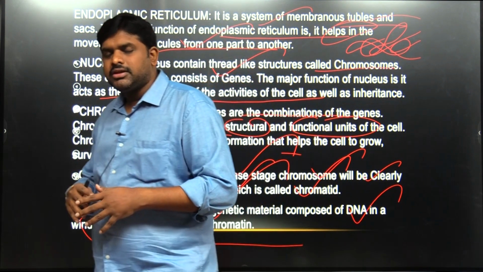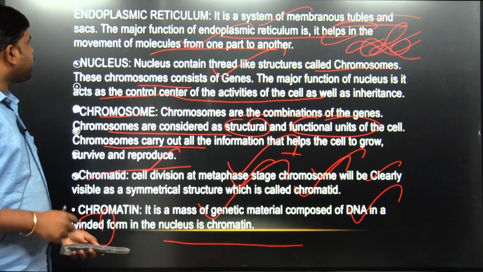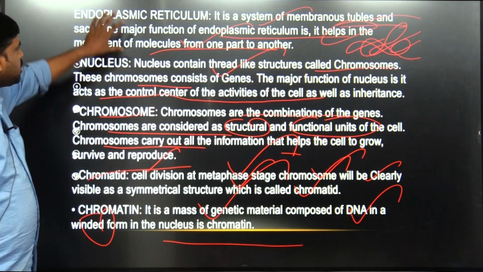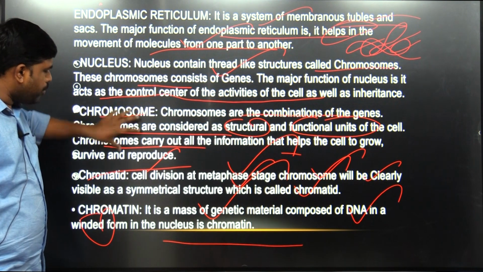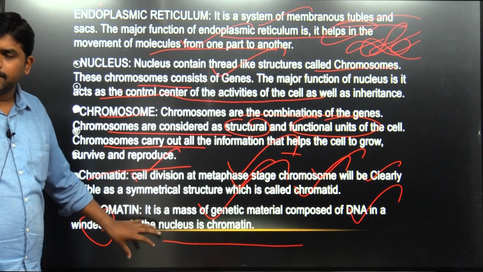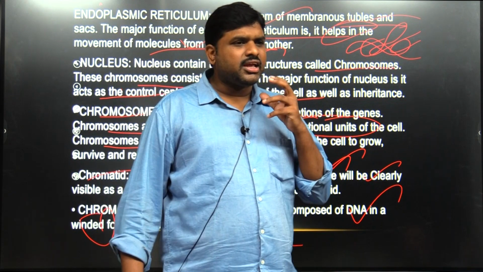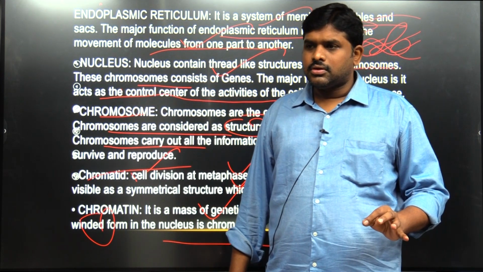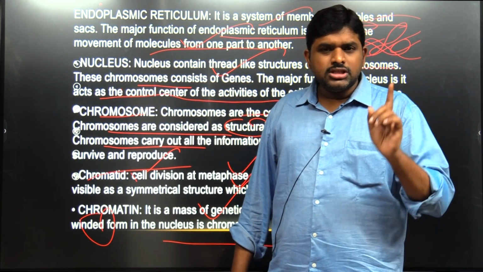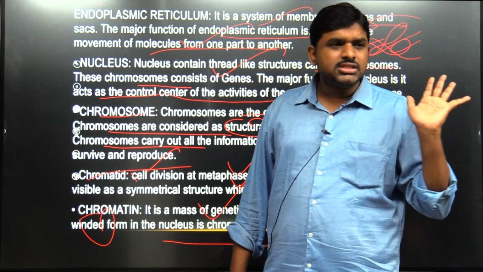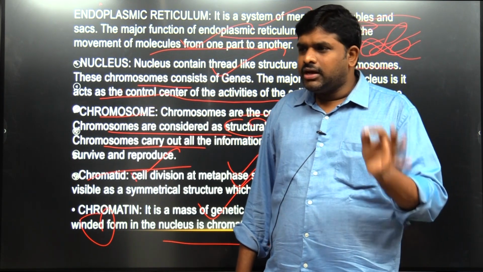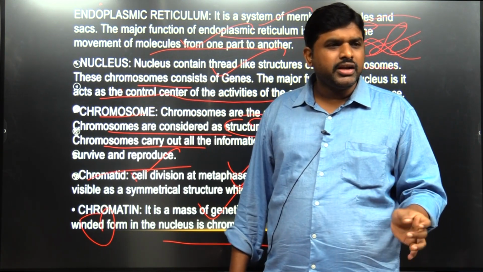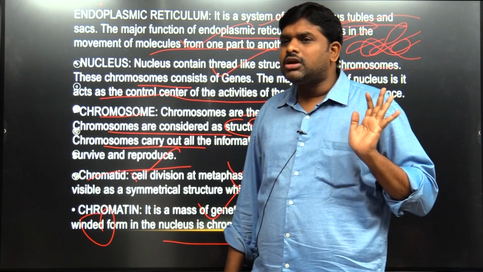So these are the cell components. What are the cell components? First is the cell membrane, cytoplasm, mitochondria, ribosomes, endoplasmic reticulum, nucleus, chromosomes, chromatid and chromatin. There is no need to go into what they are doing; it is unnecessary for us. These are the components of the cell, basic knowledge. So this is called chromosome, this is called DNA, this is called gene. This is called chromatid, this is called chromatin, this is called endoplasmic reticulum, this is called mitochondria, this is called cell membrane, this is called nuclear membrane.